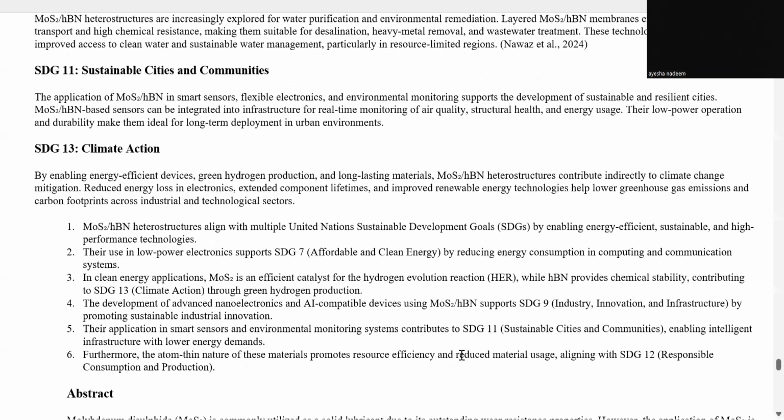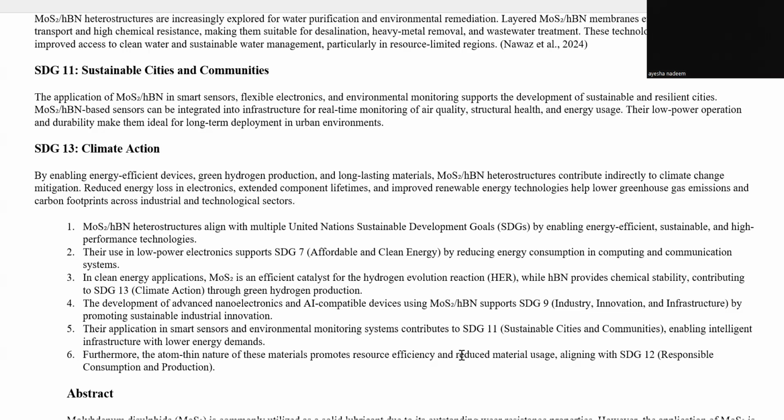Now, the last relation is with SDG 13, which is climate action. By enabling energy efficient devices, green hydrogen production, and long lasting materials, MoS2 and hBN heterostructures contribute indirectly to climate change mitigation. Reduced energy loss in electronics, extended component lifetimes, and improved renewable energy technologies help lower greenhouse gas emissions and carbon footprints across industrial and technological sectors. Molybdenum disulfide and hexagonal boron nitride heterostructures align with multiple United Nations Sustainable Development Goals by enabling energy efficient, sustainable and high performance technologies.